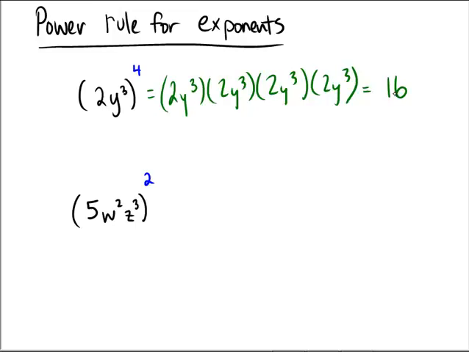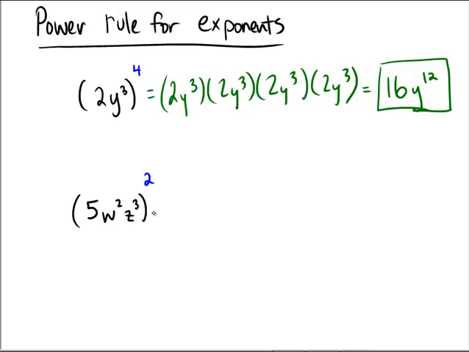Now, looking at the variable parts, we have 3 copies of y for the y cubed, and then another 3 copies, and another 3 copies, and another 3 copies. So in total, 3 plus 3 is 6, plus 3 is 9, plus 3 is 12 copies of y. So the final answer on this problem would be 16y to the 12th. Okay, that's one way of doing it, by writing out each term.